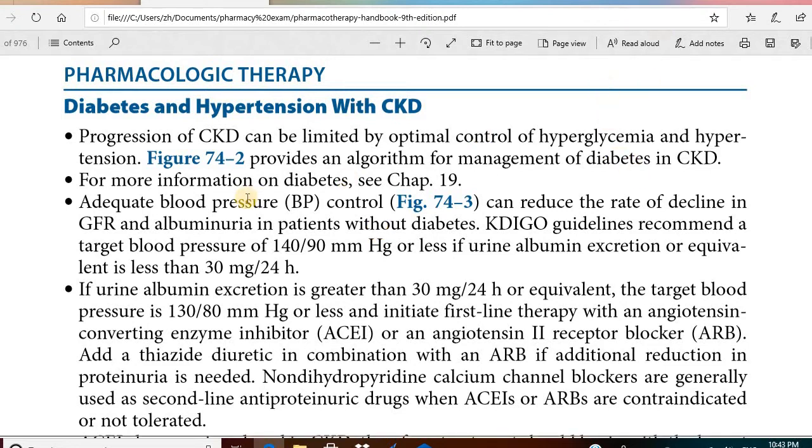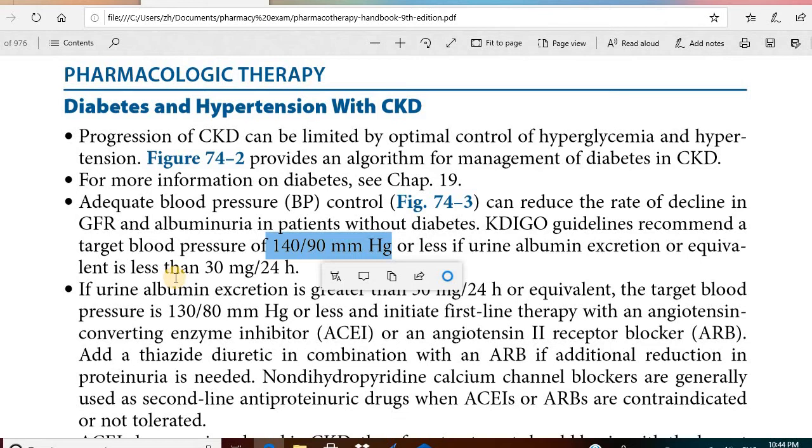So KDIGO guidelines recommend a target blood pressure of 140/90 or less if urine albumin excretion or equivalent is less than 30 mg per 24 hours. Okay, if the albumin excretion in your urine is less than 30 mg per 24 hours, meaning in one day, then your blood pressure target is 140/90. If it is more than 30, meaning 40, then take it lower, from 140/90 to 130/90. If it is much higher than 30 mg, then the blood pressure has to be maintained accordingly.